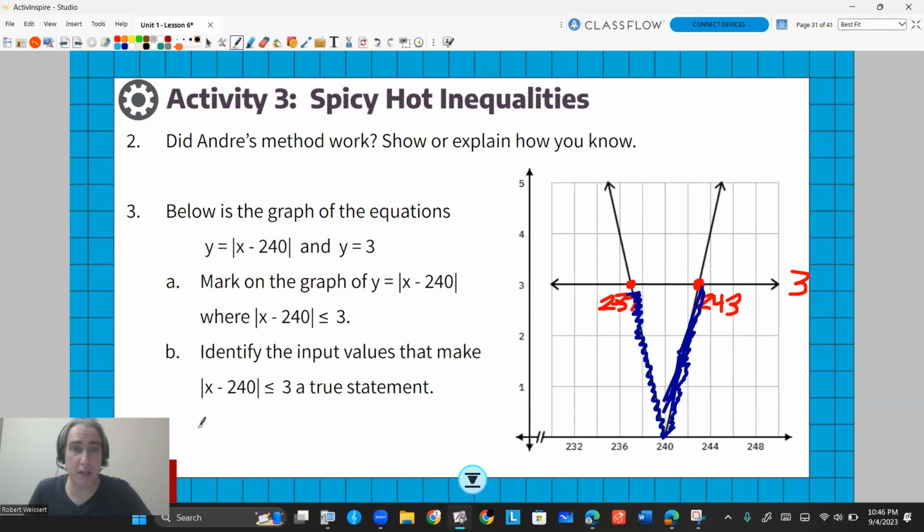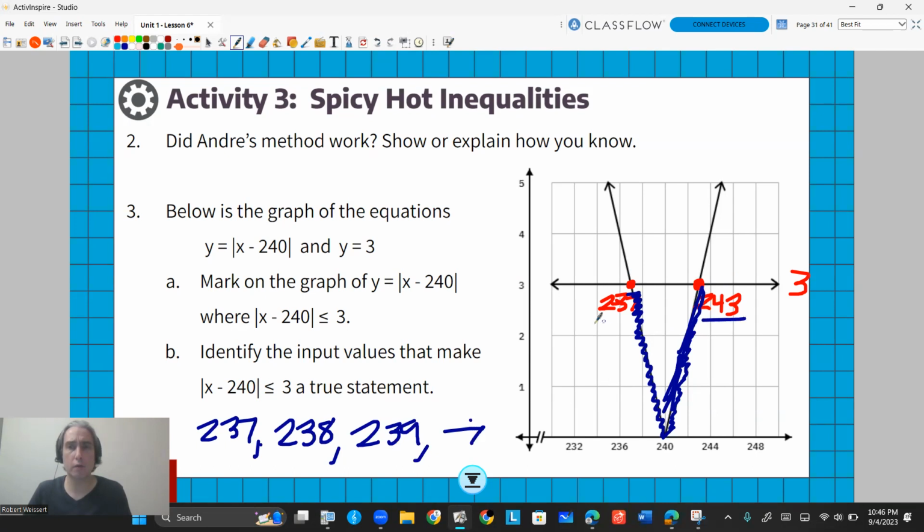Well, you would basically say 237, 238, 239, kind of how we did it on the number line, all the way until you hit 243. So any of those, including decimals. So 238.5 would be considered an answer, graphically and algebraically. Okay, go ahead and go to activity 4. We'll wrap this last activity up in the lesson, and then we'll do a debrief.